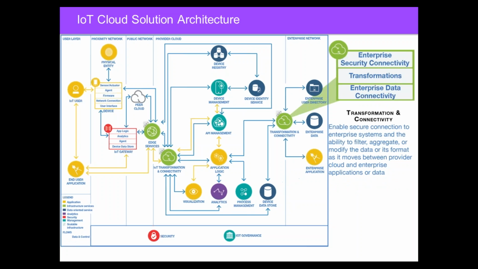If we move to the next slide, this is, again, very similar to the edge services you saw on the other side in the transformation and connectivity, but this is going from the cloud into the enterprise. This is very important because most systems that you're going to be building are probably not self-contained all in the cloud. They're going to interact with some level of enterprise data or enterprise users and enterprise applications.